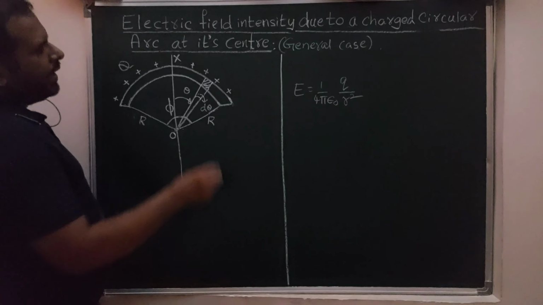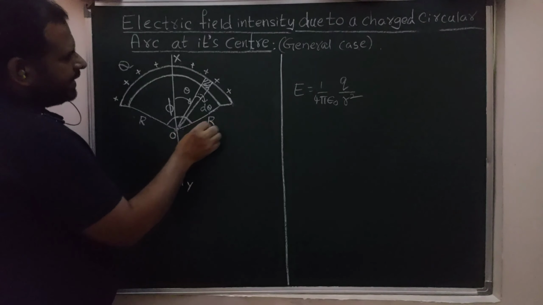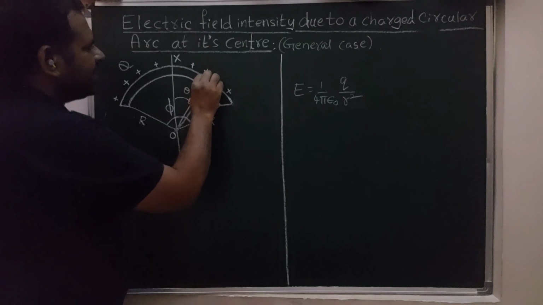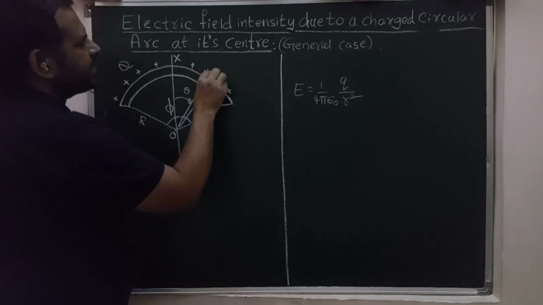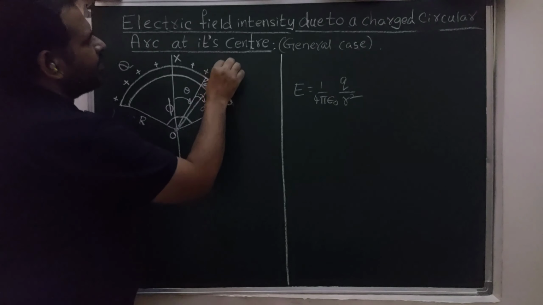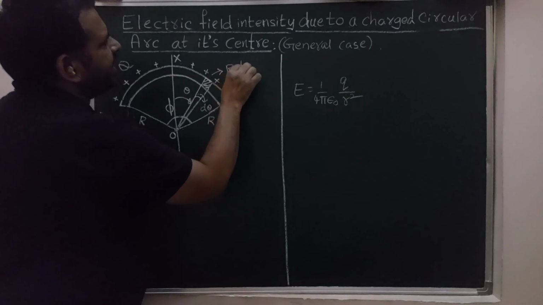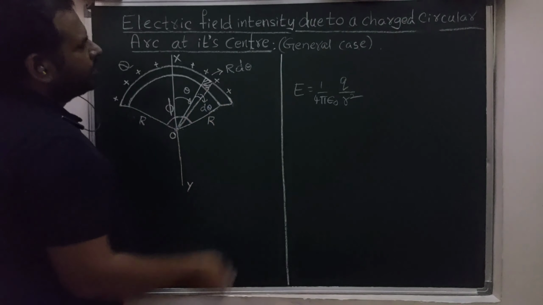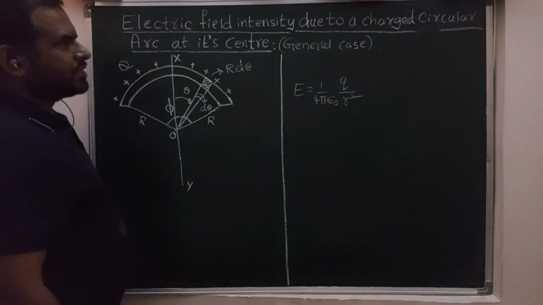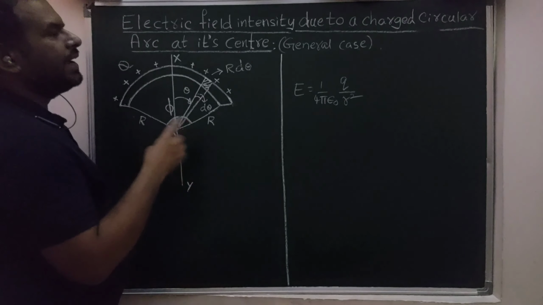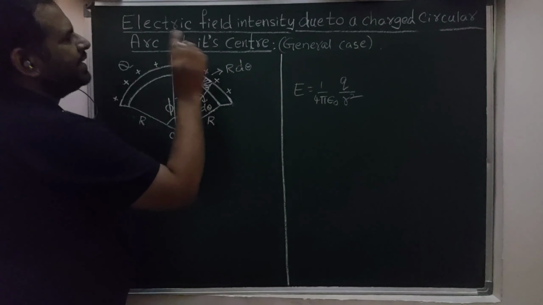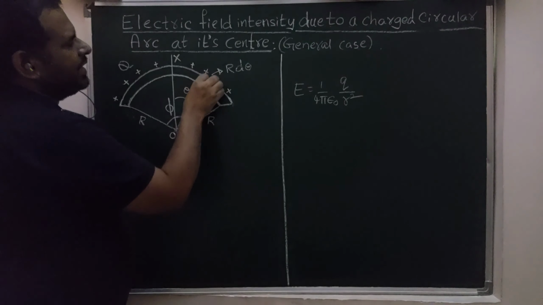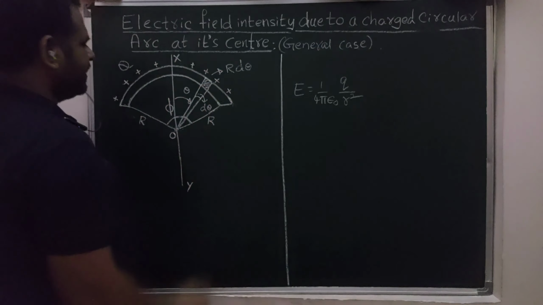And what is the radius? The radius is r, from here to here also r is the radius. What is the length of this polar segment? We can write r d theta, because this is an arc: angle is equal to arc by radius, so arc length is equal to angle into radius. Angle is d theta, radius is r, so r d theta is the length of this polar segment.